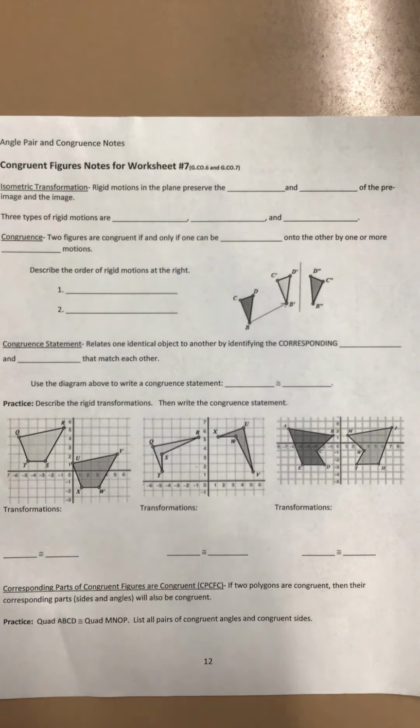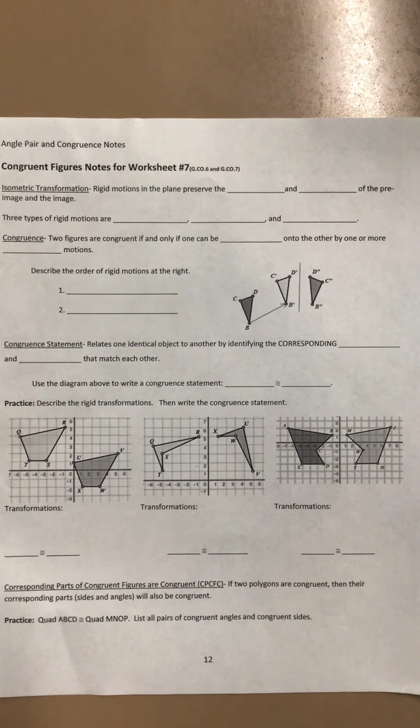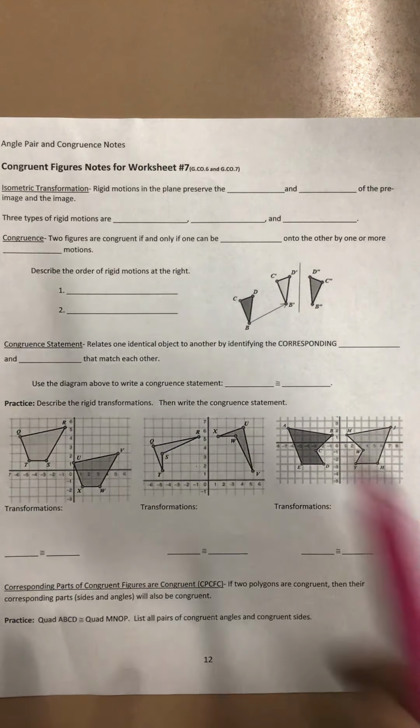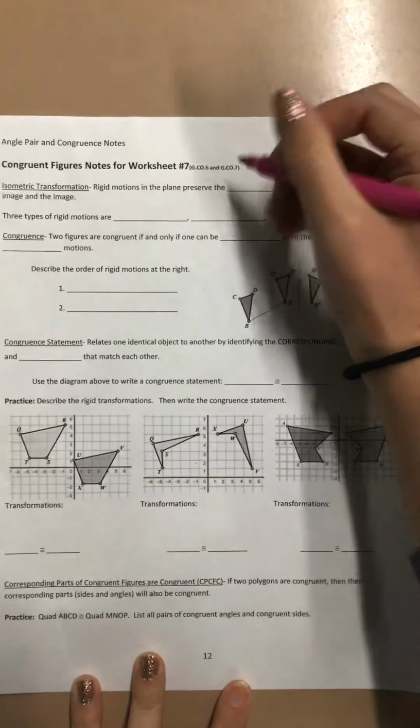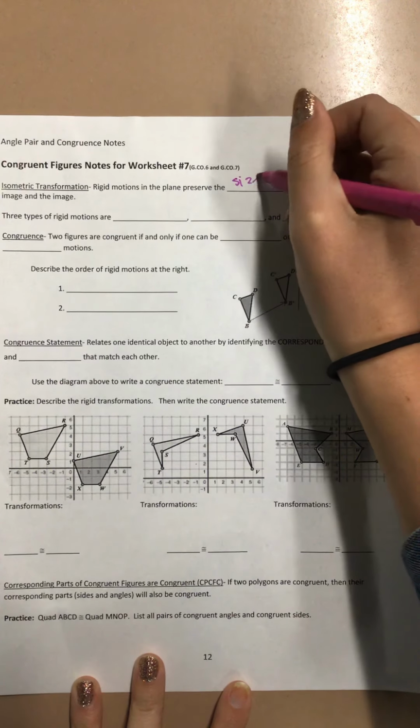Okay, we are on note 7, so the last notes for unit 3. Woohoo! What we are talking about here is isometric transformations. Those are rigid motions in the plane that preserve the size and shape.